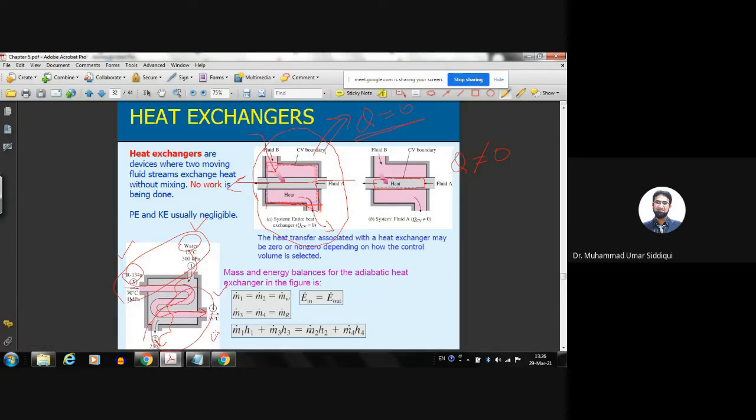In this case, we do the mass balance and the energy balance. When we do the mass balance, we say that the summation of all the mass flow rates at the inlets equals the summation of all the mass flow rates at the outlets. Here the inlets will be M1 plus M3, and the outlets will be M4 plus M2. So M1 plus M3 equals M4 plus M2. Then we have the energy balance. When we do the energy balance, we already saw that there is no other term left. It's just the enthalpy term.